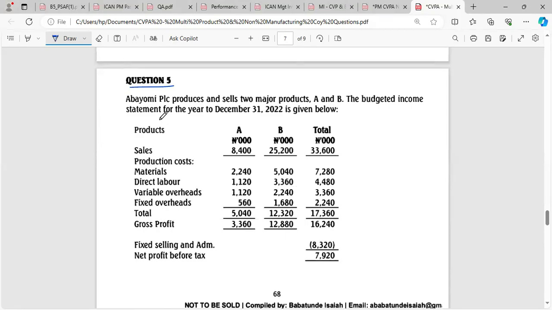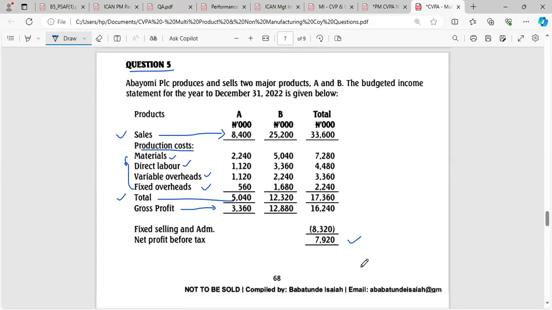So let's go. Abayomi PLC produces and sells 2 major products, A and B. The budgeted income statement for the year to December 31st, 2022 is given below. So we are given sales in millions. Okay, this is sales value. Then production cost comprised of material, direct labor, variable overhead. Then we have fixed overhead. And these are total costs, which is the addition of all these costs. And our gross profit is sales minus total cost. They then deducted fixed selling and admin expenses of 8.3, which gives us a net profit of 7.9 million.